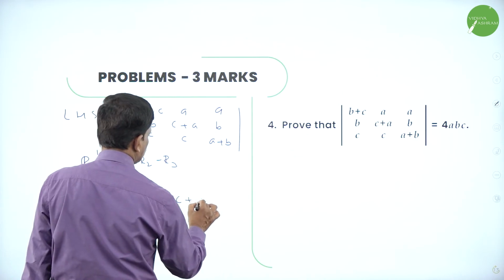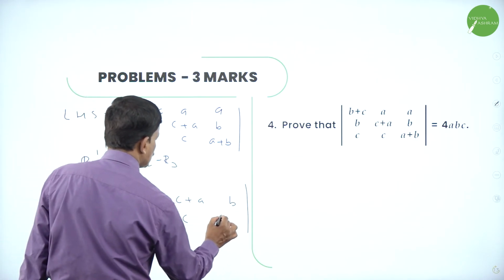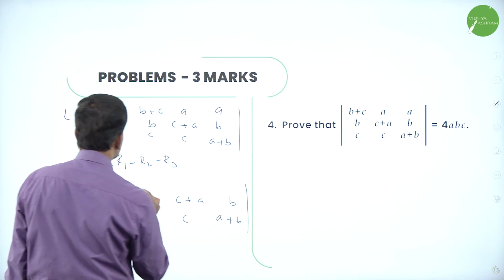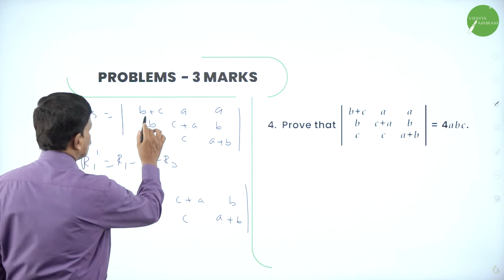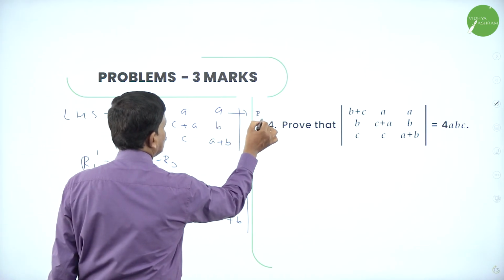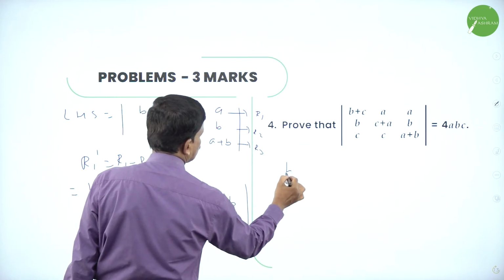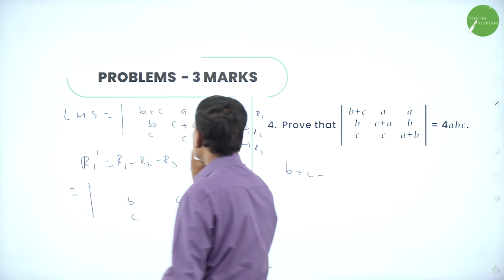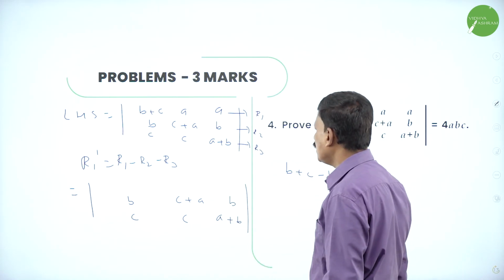B, C plus A, B, second row. Third row, C, C, A plus B is same. Now we are subtracting R1 minus R2 minus R3. First element, this is R1, R2 and R3. First element of R1 is B plus C, minus first element of row, minus B minus C. So what you will get?